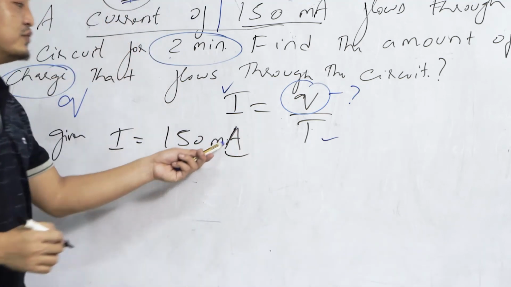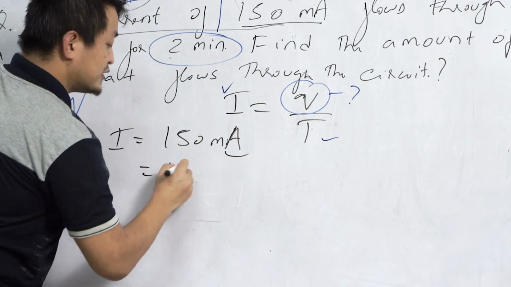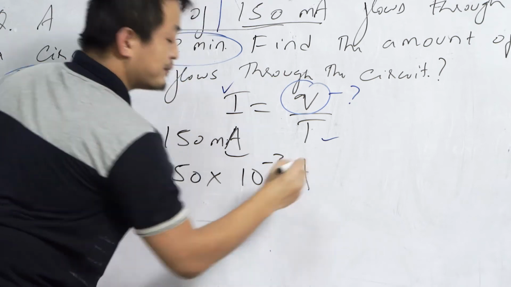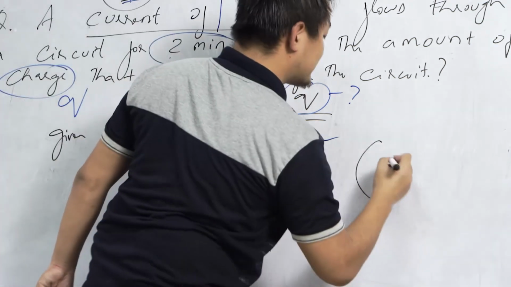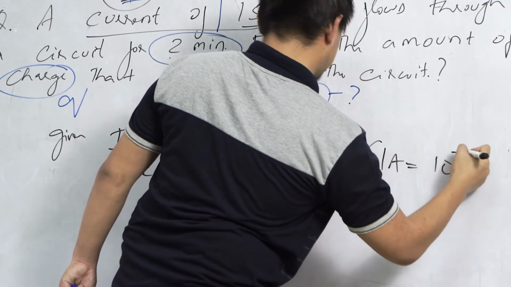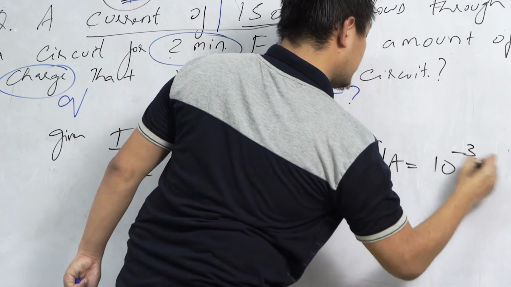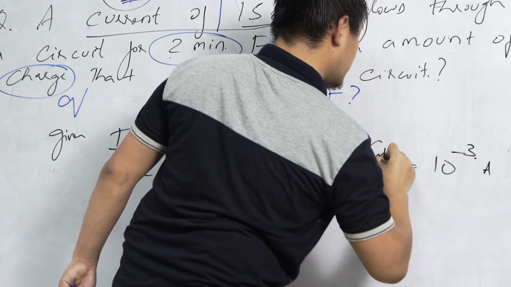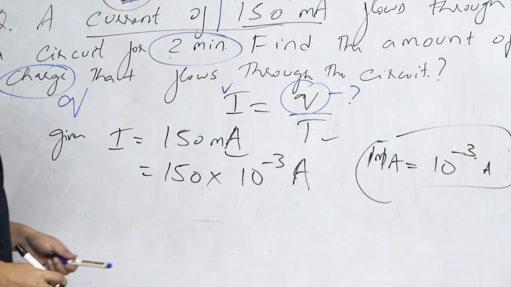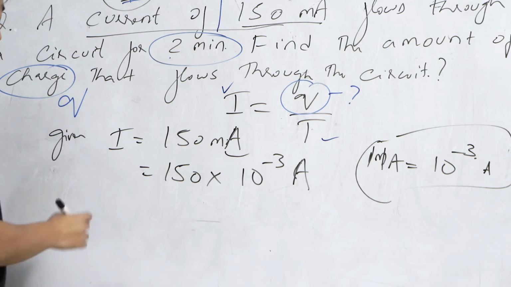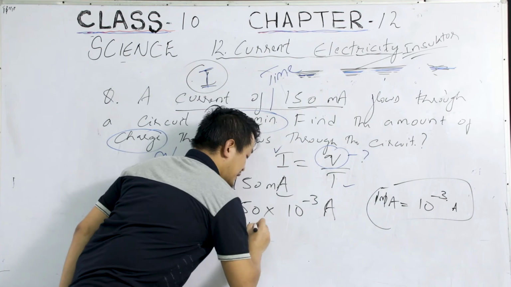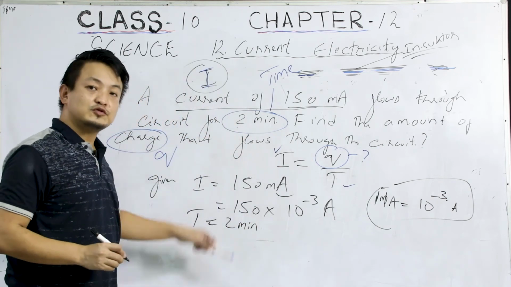If they have given this in milliampere, we'll convert it into ampere. You can note this one down. Now 1 ampere is equal to... clear. So now we have already converted this into ampere. Now time. Time is 2 minutes, but we'll always convert the time into seconds.